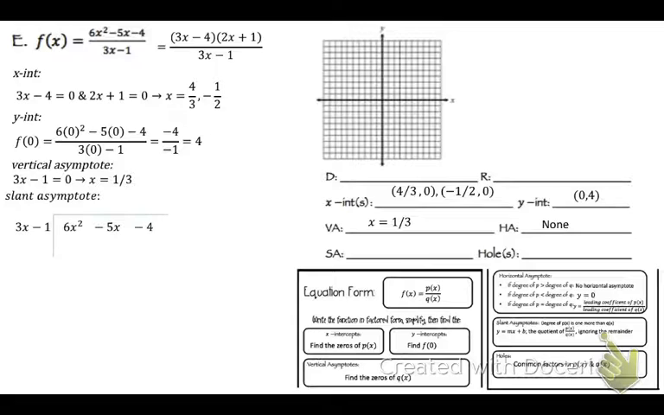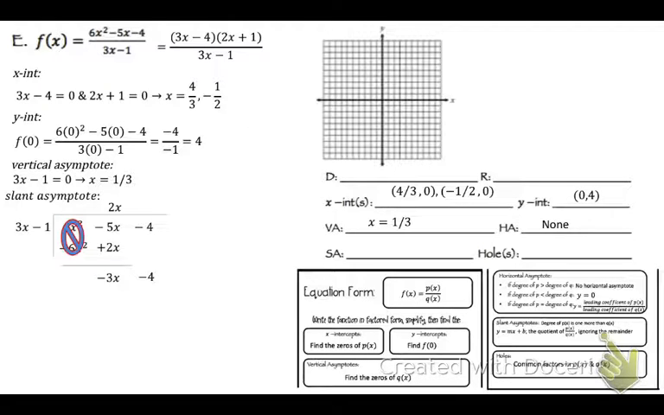Slant asymptote, we're going to use long division for this. First, divide first with first. So 6x squared divided by 3x is 2x. Multiply, so 2x times 3x is 6x squared, and 2x times -1 is -2x. Subtract, change those signs. Those cancel. -5x plus 2x is -3x. Bring down that next term.